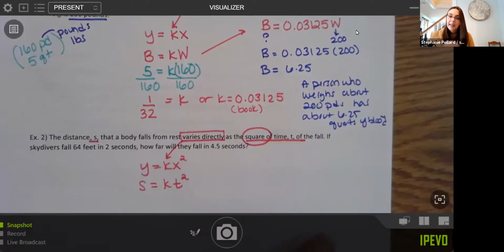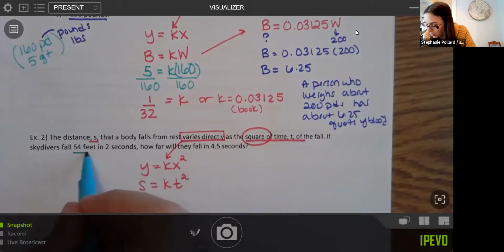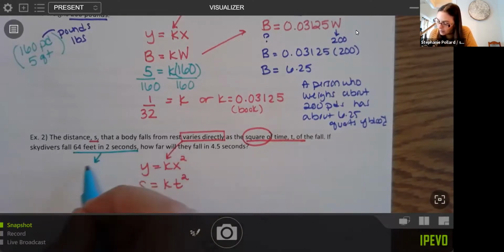Okay. So be careful for those little changes. So not every set of variation has to be linear. Some of them are going to have exponents. So we do need to be a little careful there. Now you should have some piece of information that we can plug in. So we're told here that if a skydiver falls 64 feet in 2 seconds, how far will they fall in 4.5 seconds? So this is your pair of data right there.